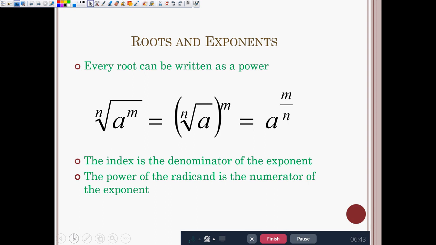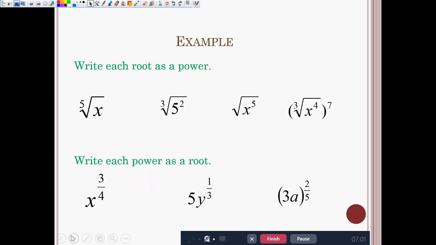So if it asks you to write something in radical form, you're going to write it one of these ways, because it has a radicand in it. If it's asking for it in exponent form, then it's asking for it written as an exponent, okay? So let's practice doing some of these. So I'm going to be writing these first ones in power or exponent form.